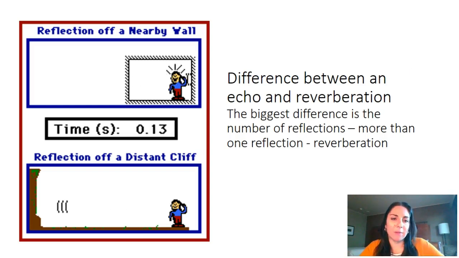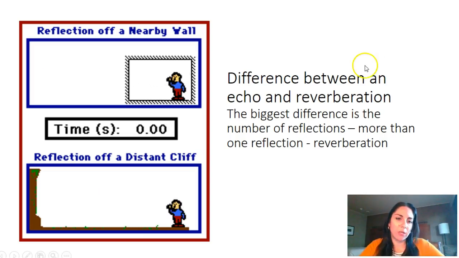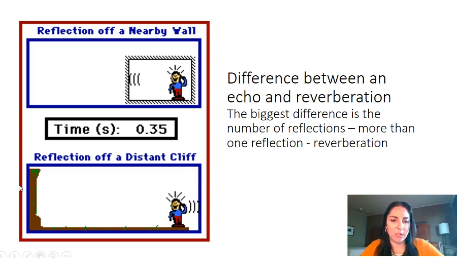I like this animation because it shows you a quick difference between echo and reverberation. Echoes usually occur when you have a long distance to cover, right? Like a canyon wall. You can see that guy gets really excited because he says, woo, and it takes time for that sound wave to go down and come back. That's an echo.